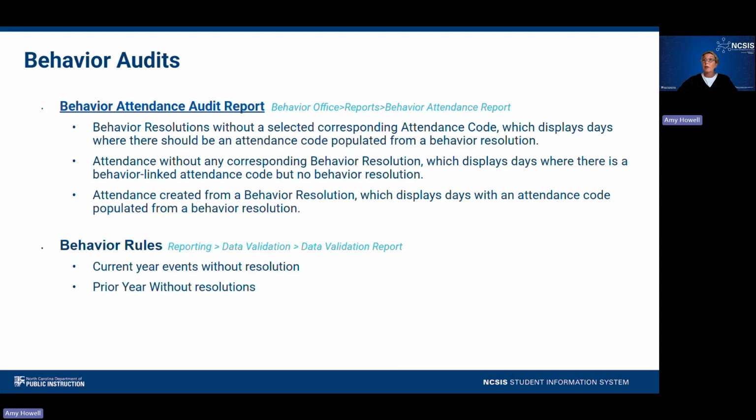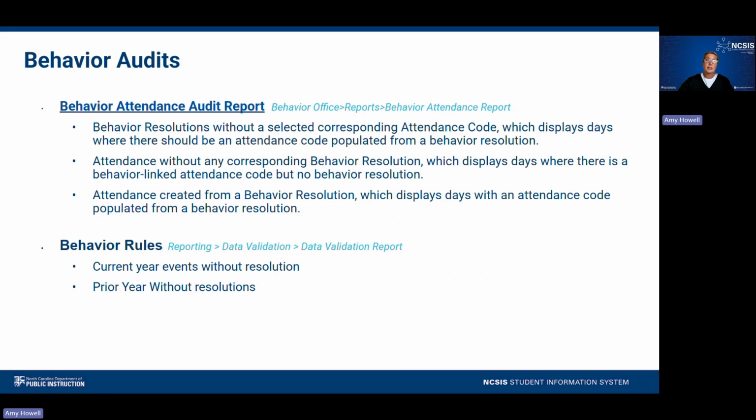Now we're going to go into some discipline behavior audits. Under the behavior office in the reports menu is the behavior attendance report. This one's a really neat report. It'll give you your behavior resolutions without a selected corresponding attendance code. Basically, if you have a behavior resolution of suspension and you don't have a suspension code in the student's attendance, it's going to pull that. That's what this audit does.